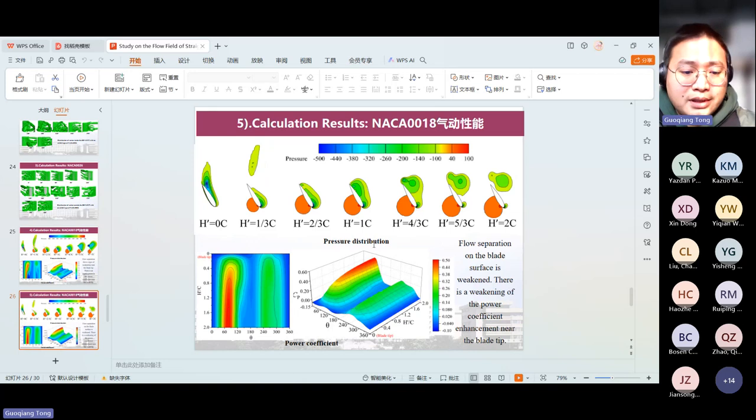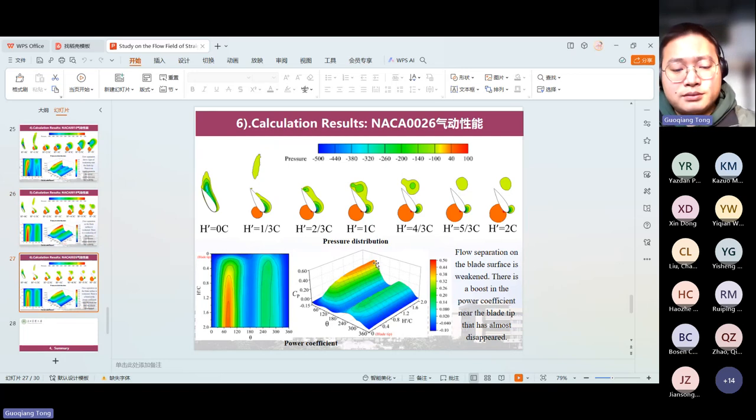For NSA-0018, the pressure distribution along the threading direction undergoes the same process as for NSA-0010. However, due to the weaker vortex at the blade surface for NSA-0018, this also results in a weaker aerodynamic performance increase near the blade tip.